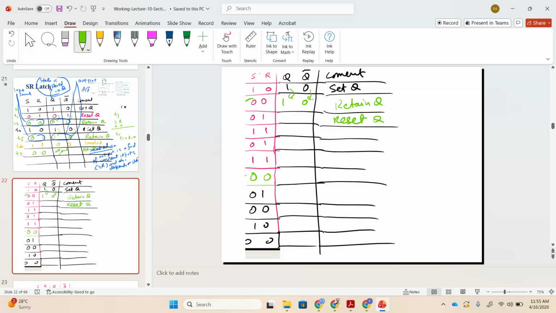What's your good name? Reem? No, you're not allowed, your name is already there. Other than Reem. Okay, so the reset Q: since you are resetting Q, it is actually 0 and 1. Now 1-1. Anyone may answer other than all the students that I mentioned. Anyone? 1-1. What will be the output?